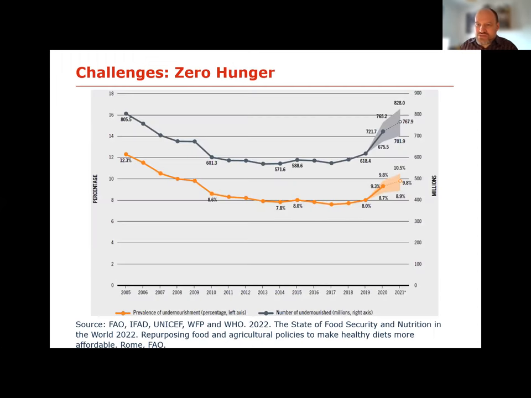On the other hand, one of the sustainable development goals of the United Nations is zero hunger. And if you look at this chart, you can see that, unfortunately, since about 2017, 2018, the number of people who are undernourished in the world actually is rising again. And in fact, this is up to 2021. So I'm not sure, even if you take into account this year, the numbers might even go up further. So in fact, there are more and more people being undernourished currently.